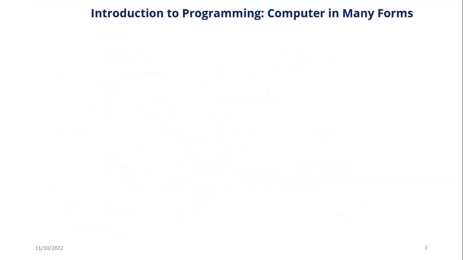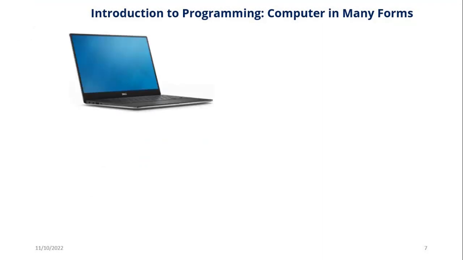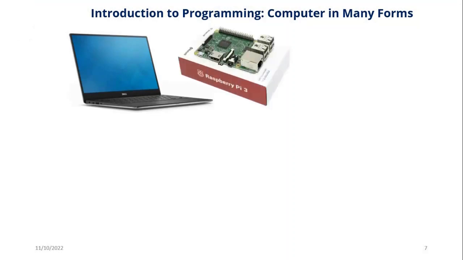Introduction to computer programming. First of all, we'll look at computers in many forms. Computers come in many forms. If I show this picture and ask you, is this a computer? Unanimously the answer would be yes, because this is the kind of computer that most people are familiar with. Of course it is a computer. Now, this is also a computer. It is called a Raspberry Pi computer. It's the size of a credit card, but it is a full computer, although with limited capability.